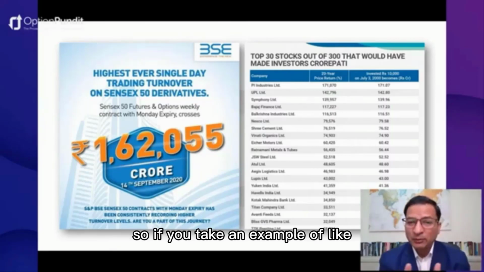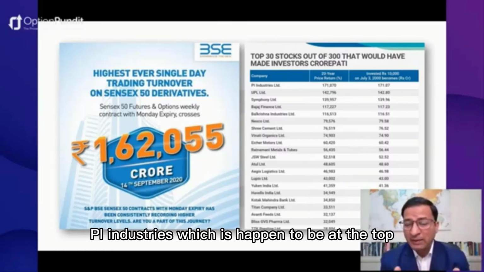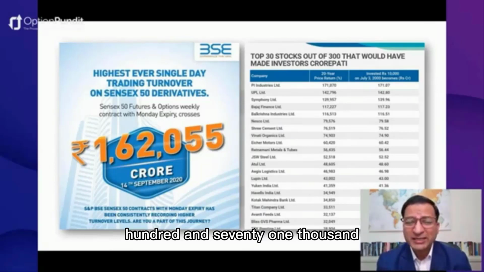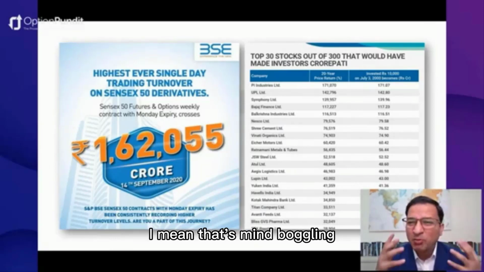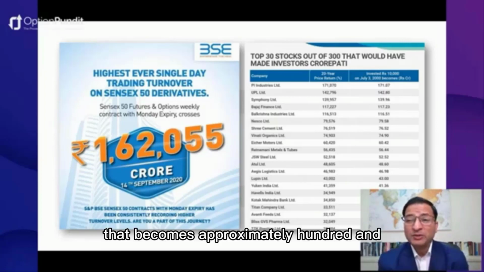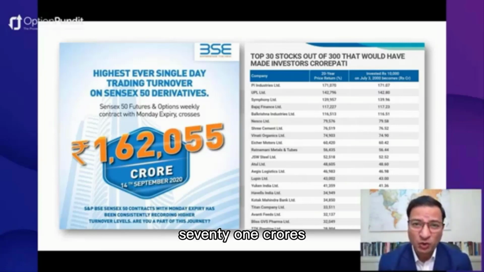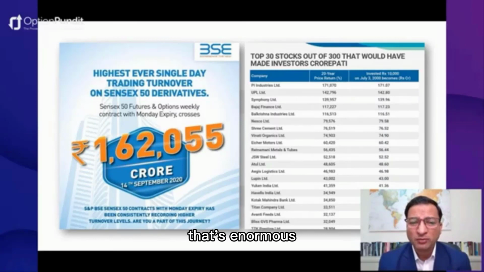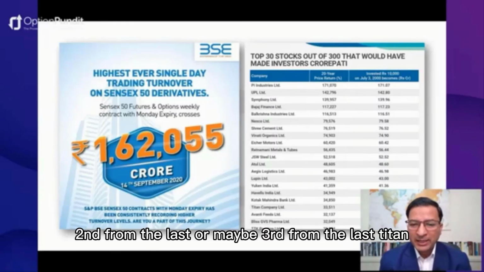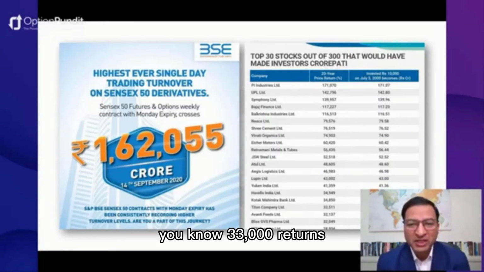So if you take an example of PI Industries, which happens to be at the top, the 20 years returns are 171,000 percent. I mean, that's mind-boggling. If you invested 10,000 rupees at the time, that becomes approximately 171 crores. That's enormous. Even if you look at companies like, second from the last, or maybe third from the last, Titan, 33,000 percent returns.